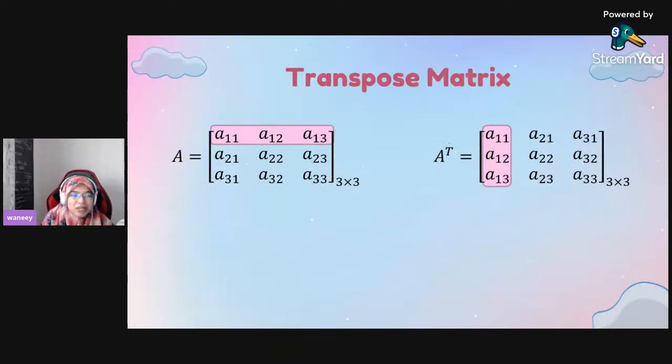Then the transpose of A will become A11, A21, A31, A12, A22, A32, A13, A23, A33. Okay, so now let me ask you one thing. What do you understand from this diagram? What is the meaning of the transpose matrix? What do you understand from here?